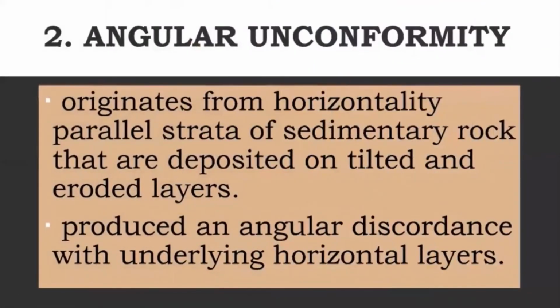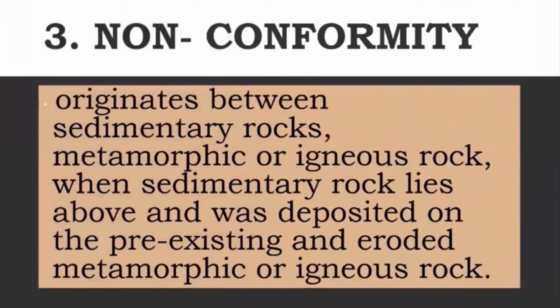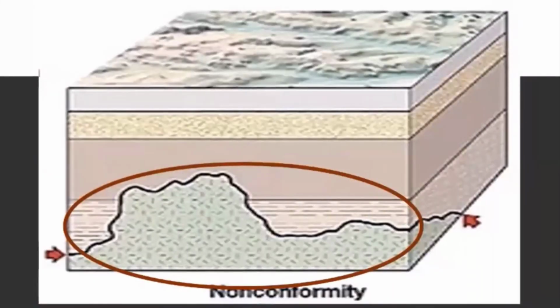And the other one is the angular unconformity, which originates from horizontally parallel strata of sedimentary rock that are deposited on tilted and eroded layers, producing an angular discordance with underlying horizontal layers. And nonconformity originates between sedimentary rock and metamorphic or igneous rock, when sedimentary rock lies above and was deposited on the pre-existing and eroded metamorphic or igneous rock, like what happened in the illustration.